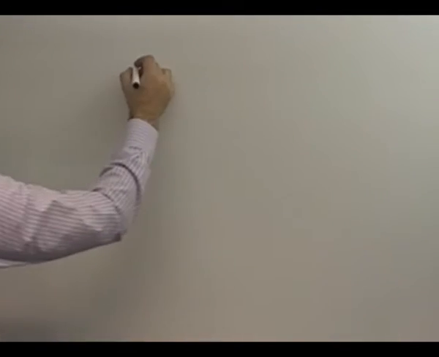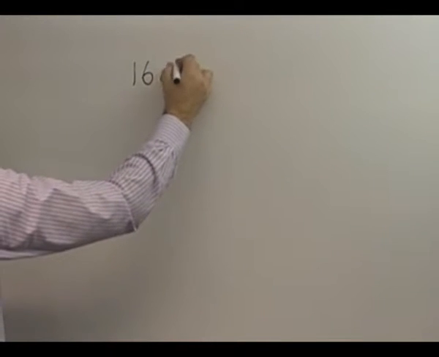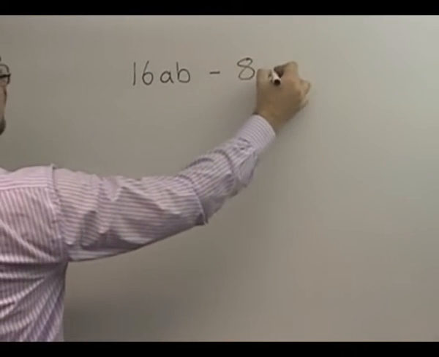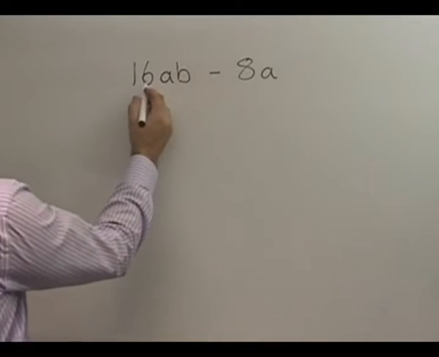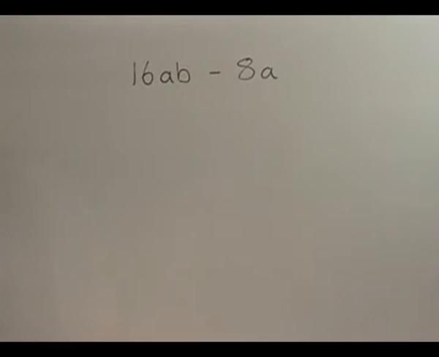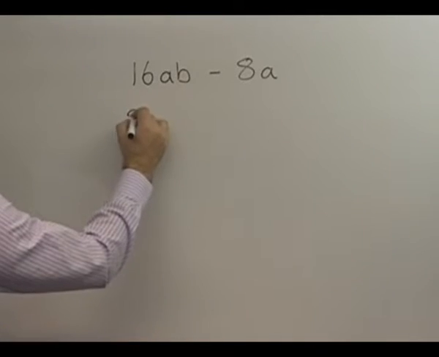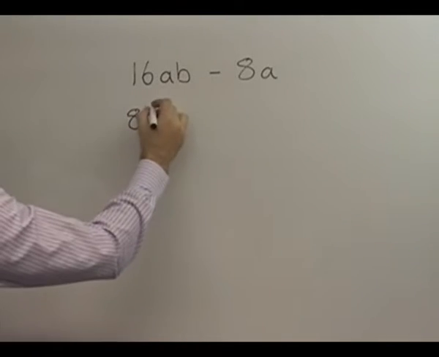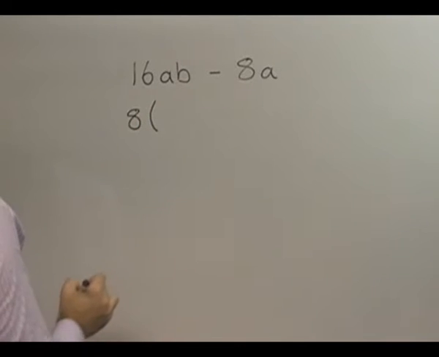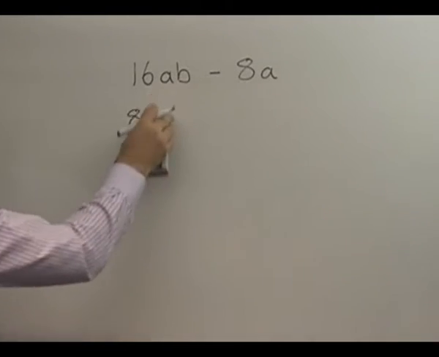Right, another one. 16AB take away 8A. Okay, so another similar example to the last one. What is a factor of 16 and 8? Well, immediately you probably noticed that 2 is and 4 is, but the biggest one is 8. So 8 is brought out as a factor, but I've missed something up, haven't I? I've forgotten to look for the letters. So go back.